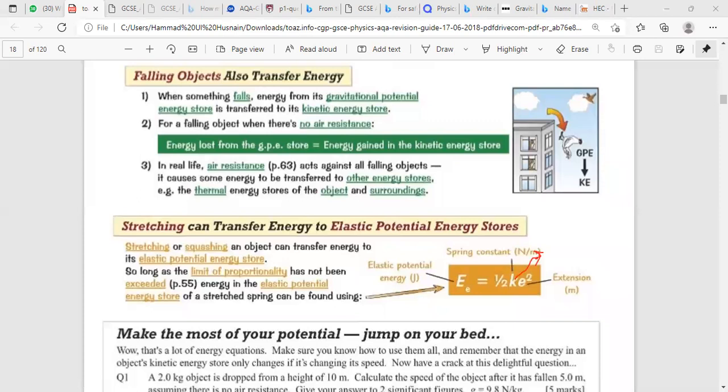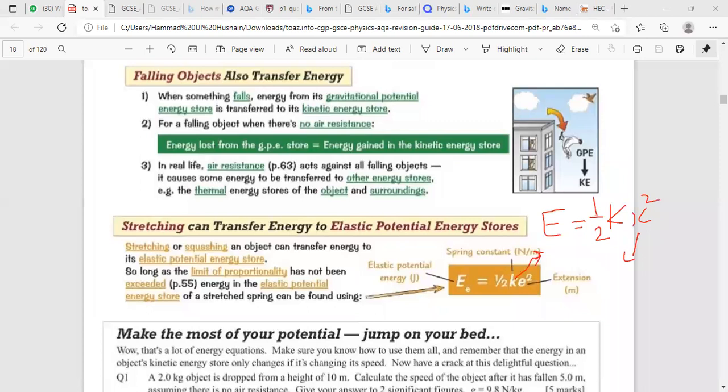And what does this e mean? In some cases the formula is written as E is equal to half kx squared. These both are the same formula. In one notation it is written as half k e squared, and in the other as half kx squared. Now what does this x mean? x is the displacement which we covered during the extension.